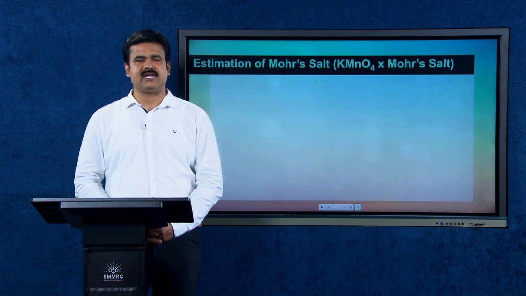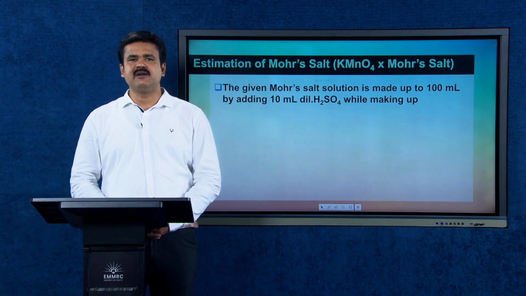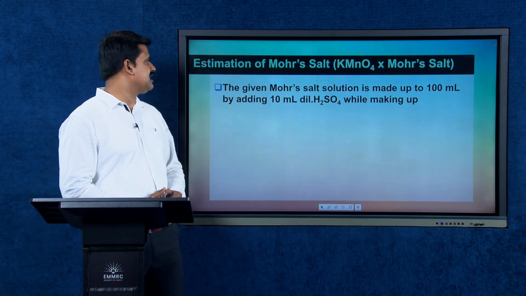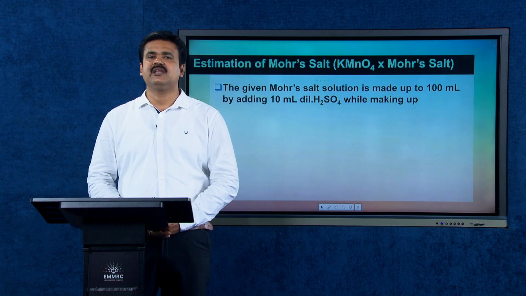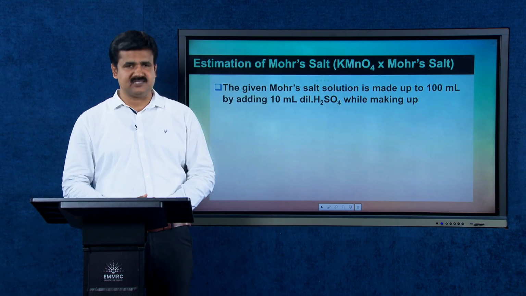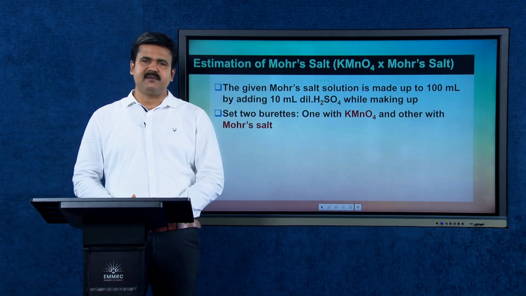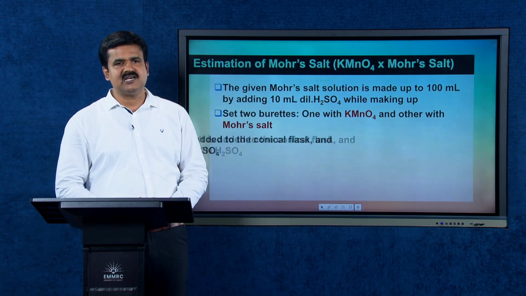Here we are performing the titration between KMnO4 and Mohr salt. The given Mohr salt solution is made up to 100 ml by adding 10 ml dilute sulfuric acid solution while making up. This addition is to prevent hydrolysis. Set up 2 burettes, one with the KMnO4 and the other with the Mohr salt.